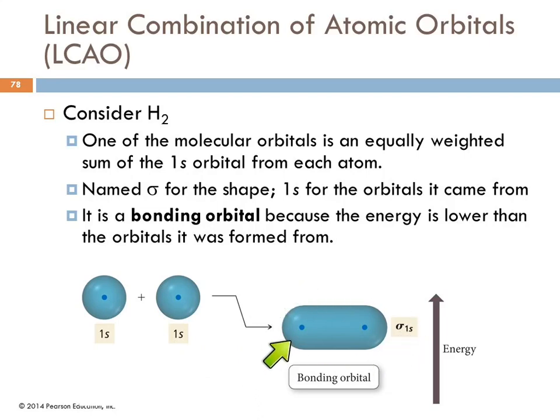One way to combine these will end up with a shape like this. This is called a sigma orbital because of its shape. It's cylindrical if you look down the bond axis. And it's 1s because it is from 1s atomic orbitals that are being combined. This is a bonding orbital, because the energy of it is lower than the individual energies of the atomic orbitals. So you take these two 1s orbitals, you bring them together and combine them, and one result of that is a bonding orbital that's lower in energy.